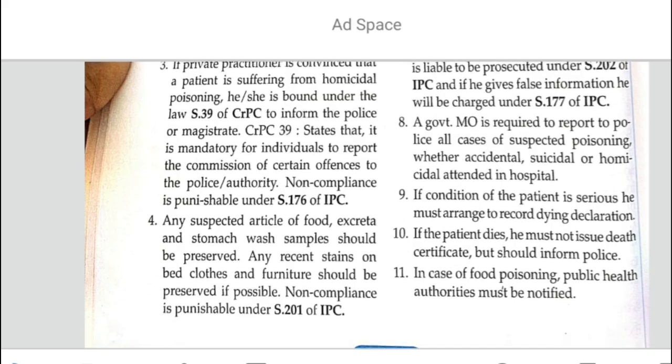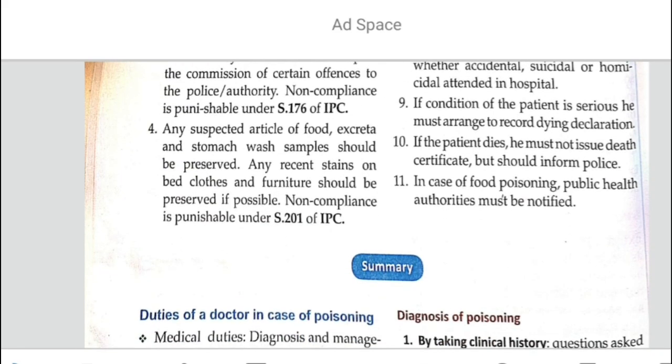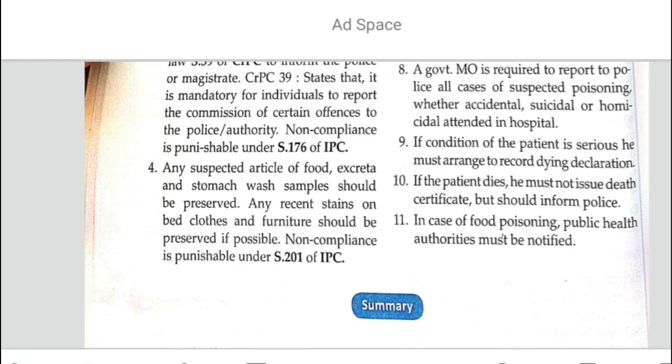Non-compliance is punishable under section 176 of IPC. Any suspected article of food, excreta, and stomach wash samples should be preserved. Any recent stains on bedclothes and furniture should be preserved if possible. Non-compliance is punishable under section 201 of IPC.